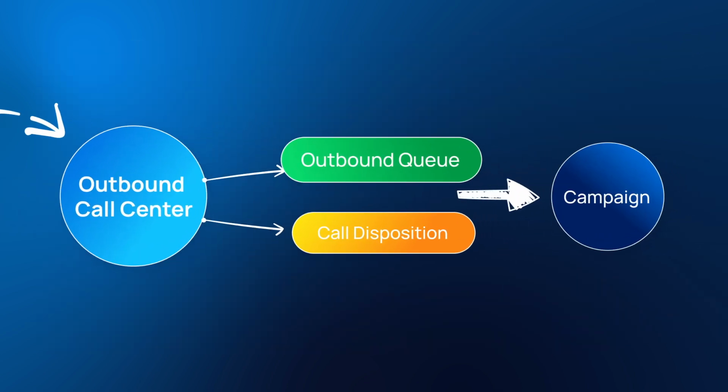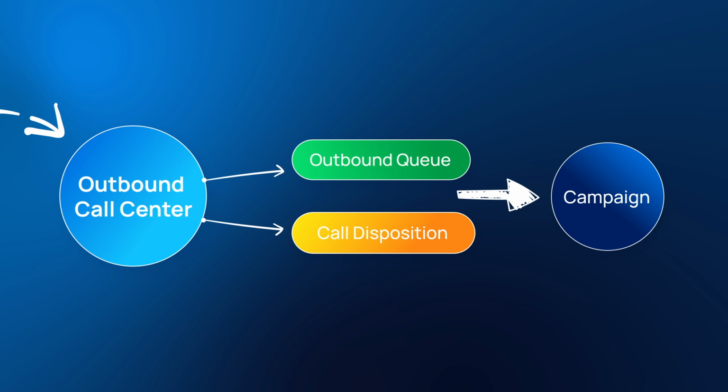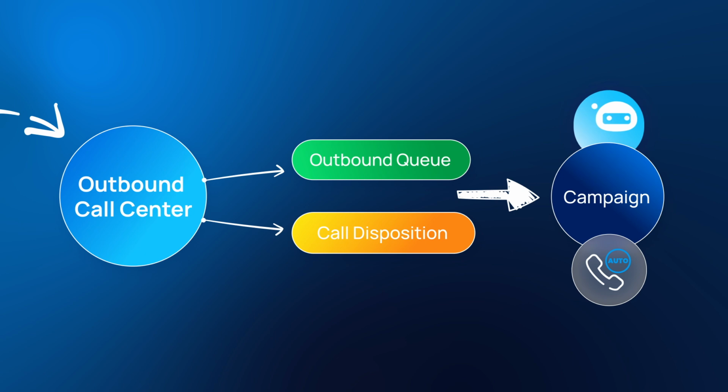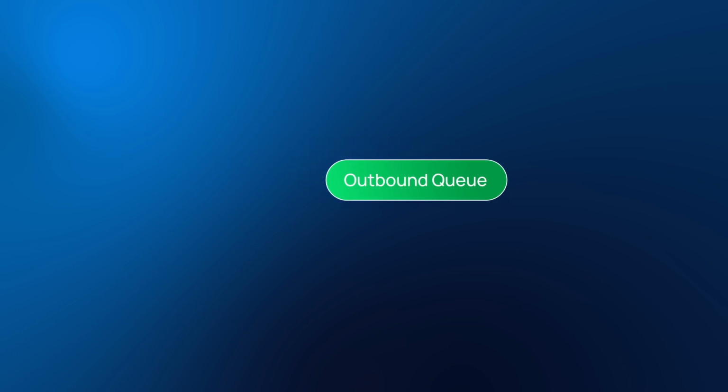Now, there are three key steps to creating your outbound call center. First, you will need to set up an outbound queue for agents to manage customer calls. And next, set up the call disposition for agents to label each call and mark its status. Finally, create a campaign for auto-dialing tasks, enabling the system to automatically call at the scheduled times defined in your settings. Starting with outbound queues.